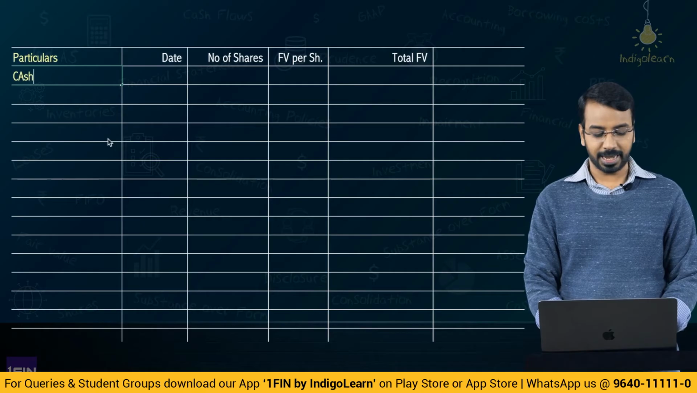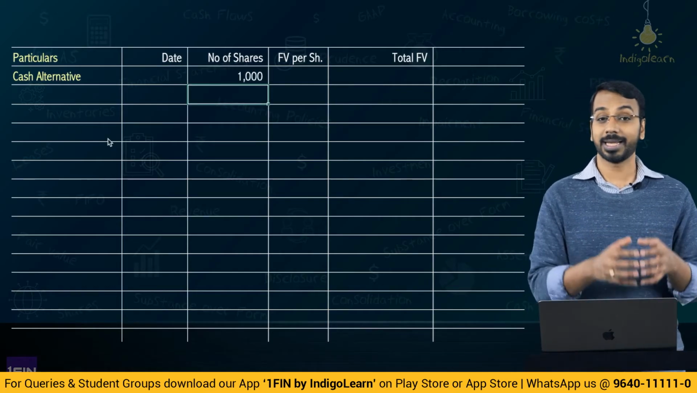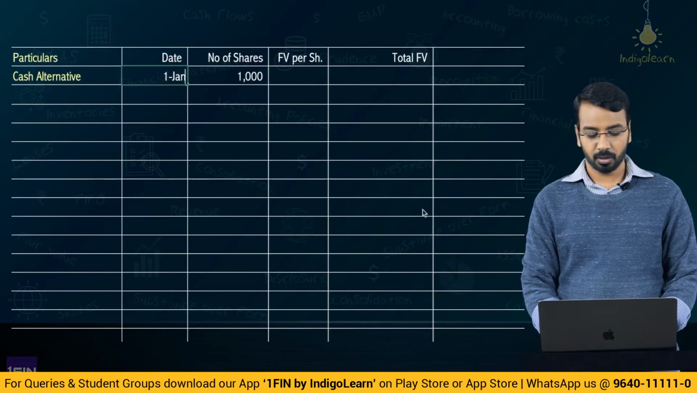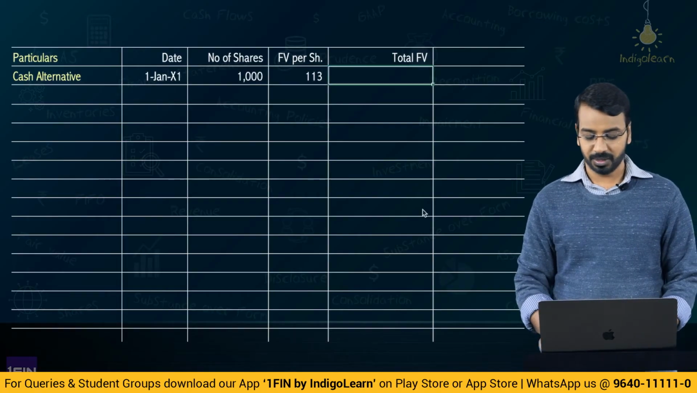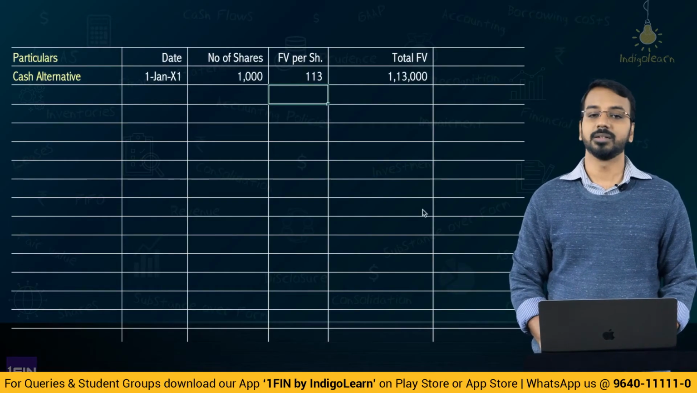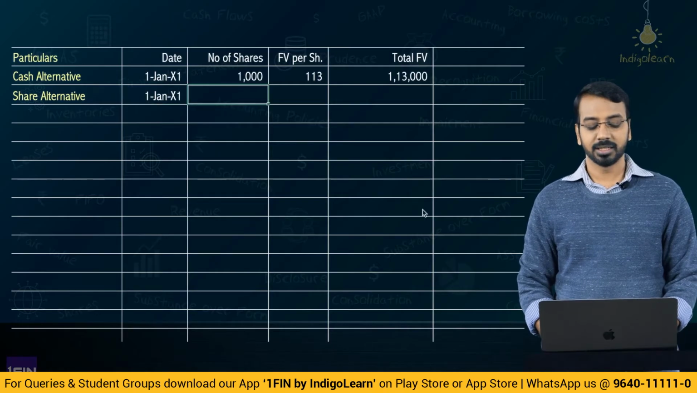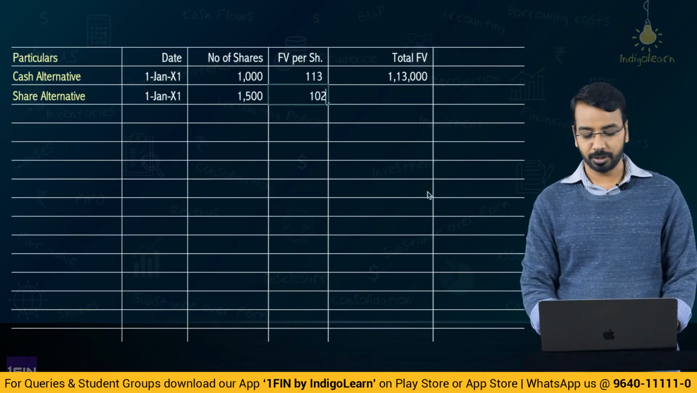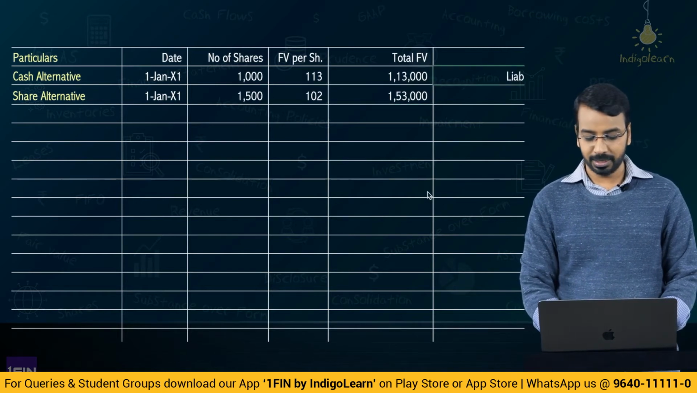Now, the first is the cash alternative. What is the cash alternative? It is for 1000 shares. So the employees can choose to take cash, for which the fair value as per the question is 113. So on 1st of January of year 1, that is your grant date, the fair value per share for the cash alternative is 113. So the total fair value comes out to 1,13,000. Then for the share or equity alternative, on the grant date, number of shares 1500, and the fair value is given to be 102. So the total fair value comes to 1,53,000. So this is your liability component.